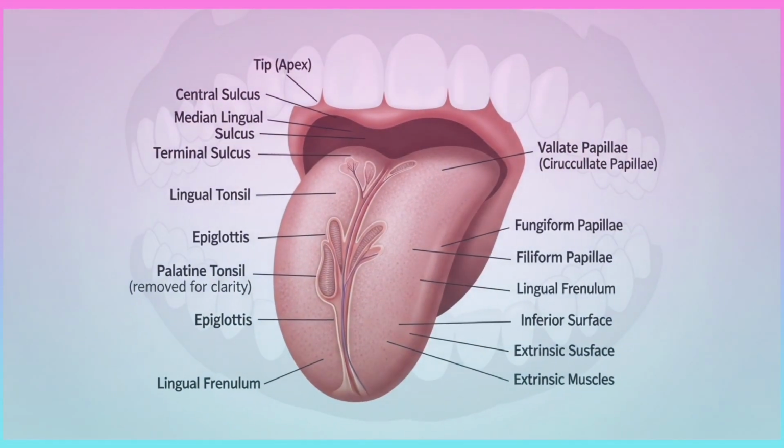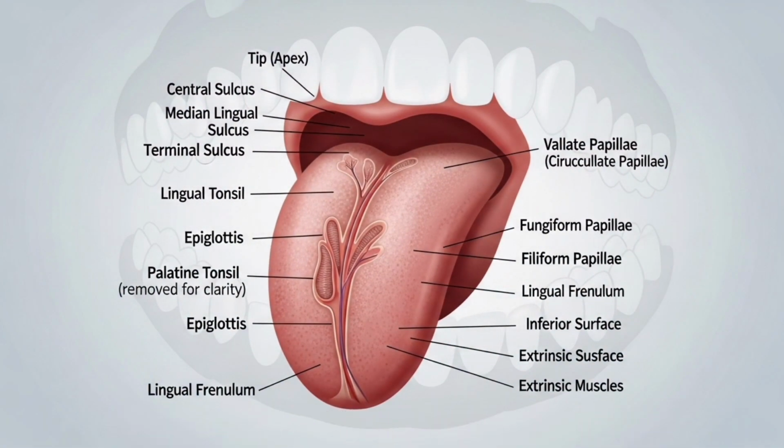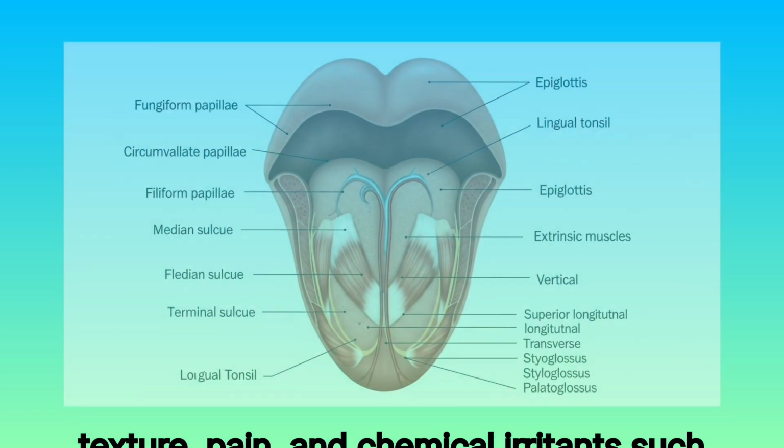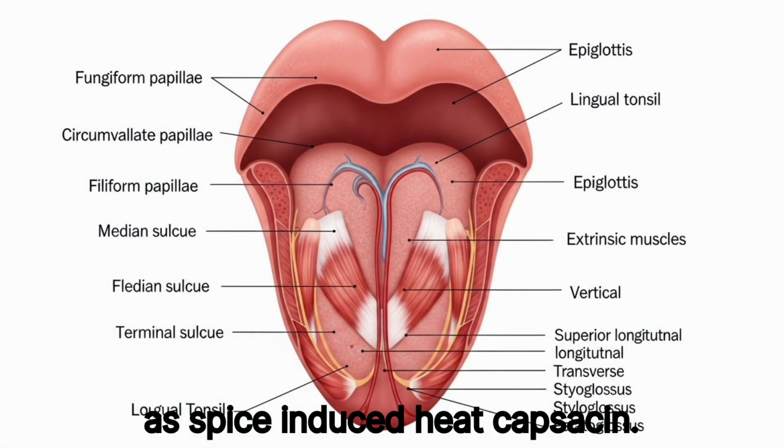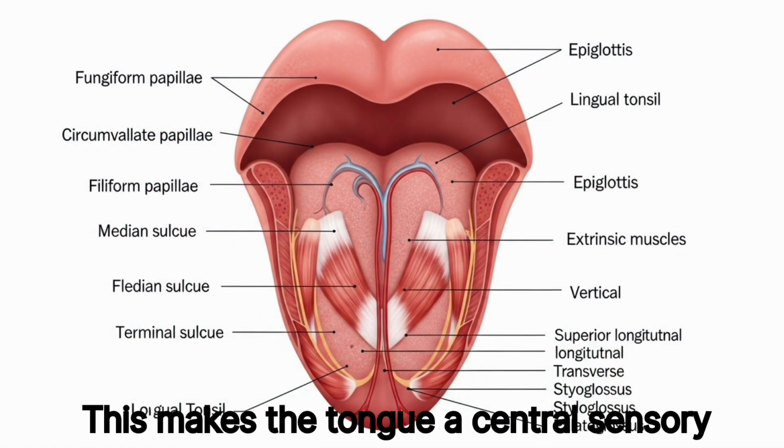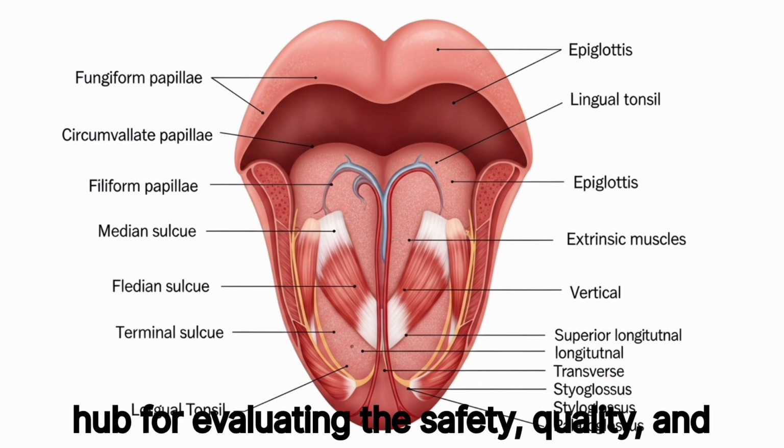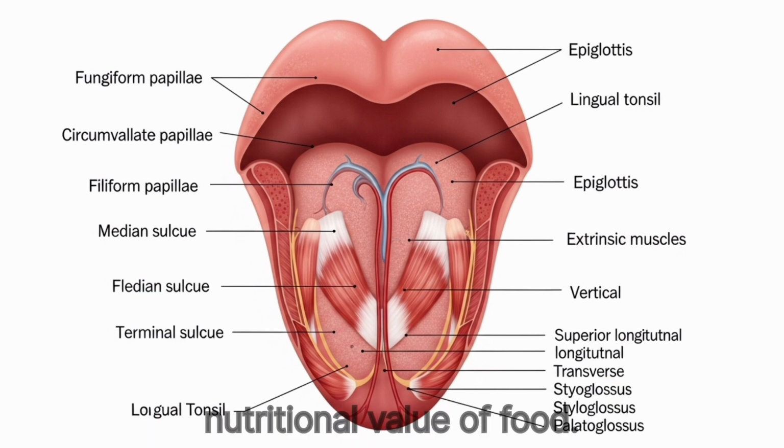These signals travel via the facial, glossopharyngeal, and vagus nerves to the gustatory cortex, thalamus, and insula in the brain, where interpretation occurs. Scientific research reveals that the tongue's sensory system extends far beyond taste. It also detects temperature, pressure, texture, pain, and chemical irritants such as spice-induced heat (capsaicin). This makes the tongue a central sensory hub for evaluating the safety, quality, and nutritional value of food.